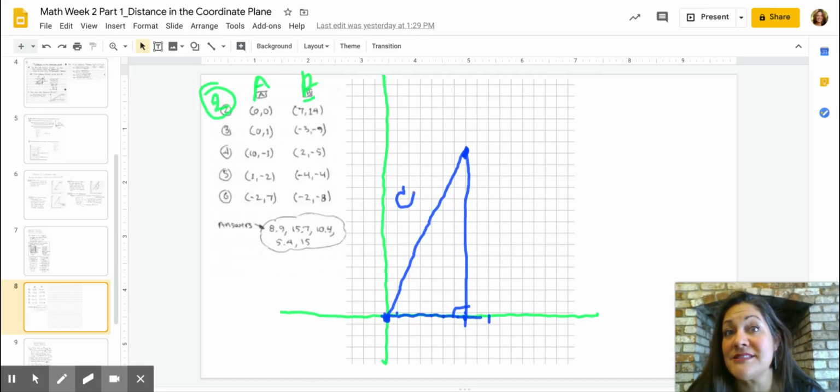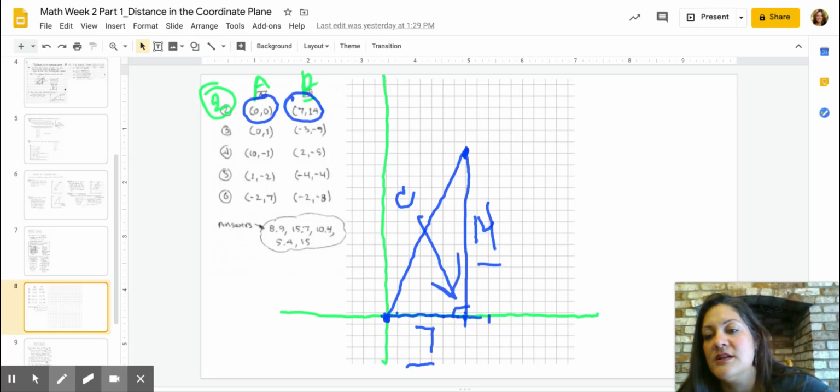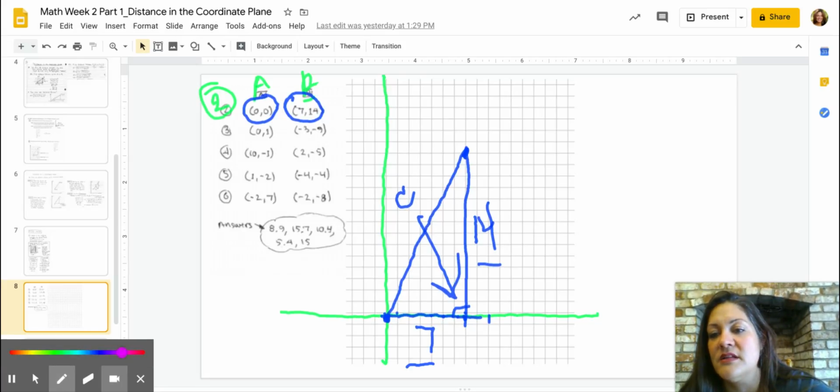So we're looking for side C. Of course, we already know A and B. We counted over. We got that from right here and right here. So I know that this side is 7 and this side is 14. Okay, so it doesn't matter which one of these is A or B, but C is the one that's important because it is across from the right angle. Okay, so let's use our Pythagorean and we're going to solve.